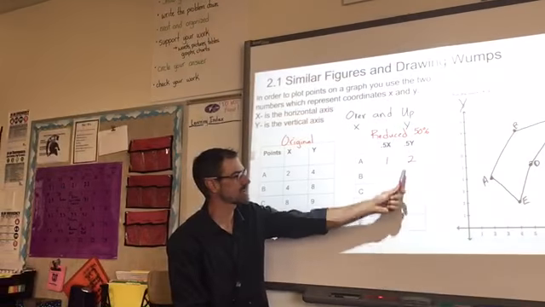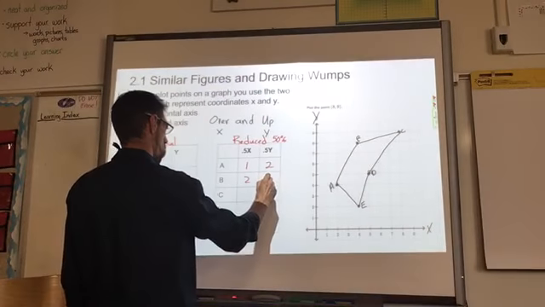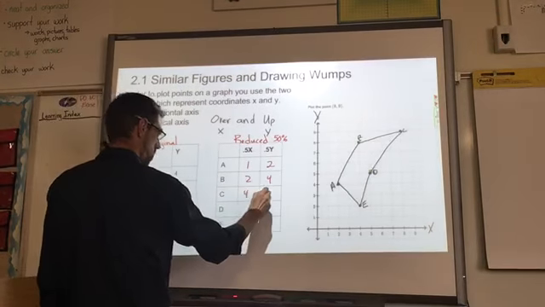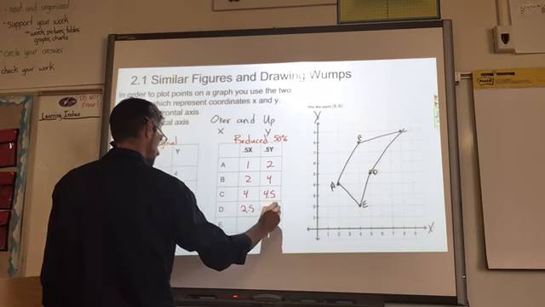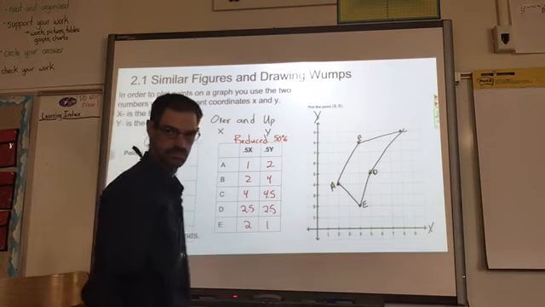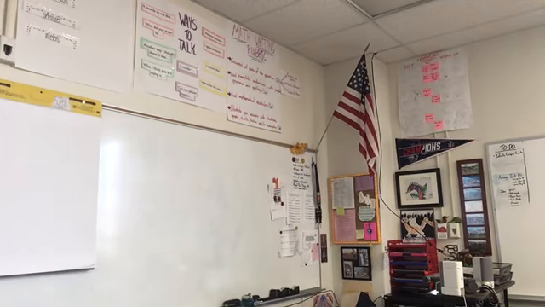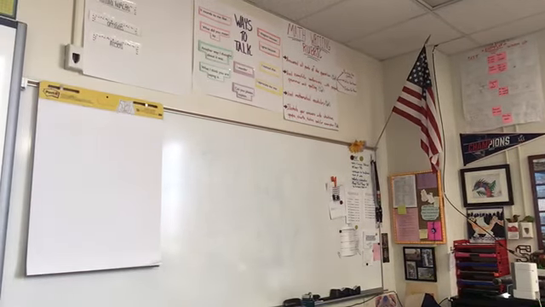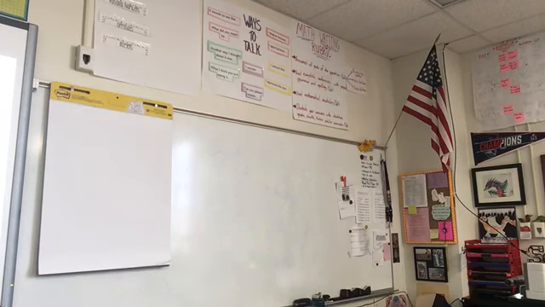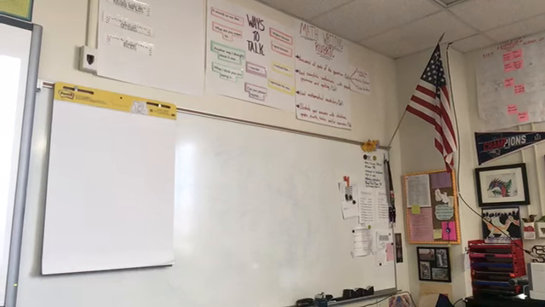Go ahead and fill in the rest of these with your partner. So use this scale factor of 0.5. Take your 2, put it in. 0.5 times 2 is 1. It's basically divided by 2, but you multiply. So this is multiplied by 0.5. This would be 2. Yes.